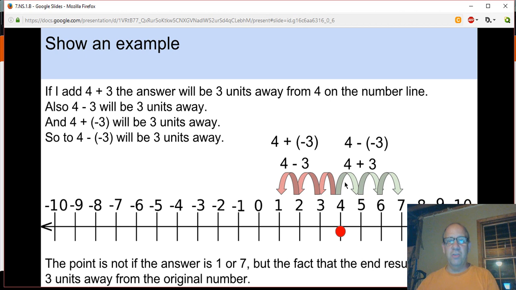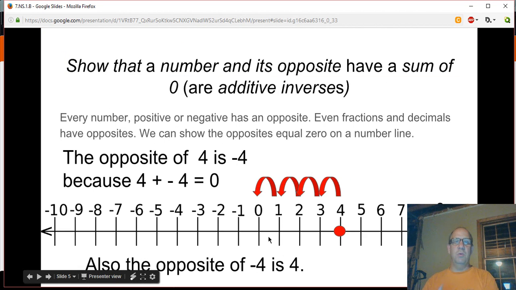If I was doing 4 plus 5, it would be 5 units away. Or 4 plus a negative 5, it would still be 5 units away. The answers might be different, but the distance from 4 will be the same. The point is not if the answer is 1 or 7. 4 plus 3 is 7. 4 plus a negative 3 is 1. It doesn't matter what the answers are, but what matters in this is that the answer is 3 units away from 4. All right, so that was the first part of the standard.